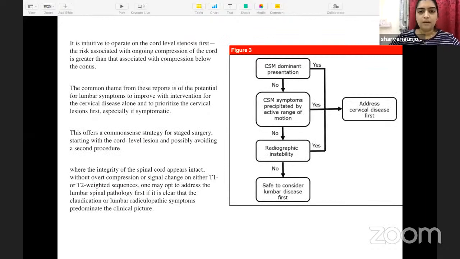So the authors have devised a protocol. They suggest that in case the presentation is of a dominant myelopathy and there is no radiographic instability, then the cervical level should be decompressed first, because ongoing compression at the cord level is a far greater risk than compression at a lower level. However, if there is no significant cord compression or signal change on MRI sequence in the cervical spine, and predominant radiculopathy and claudication symptoms, then one may address the lumbar canal stenosis first.